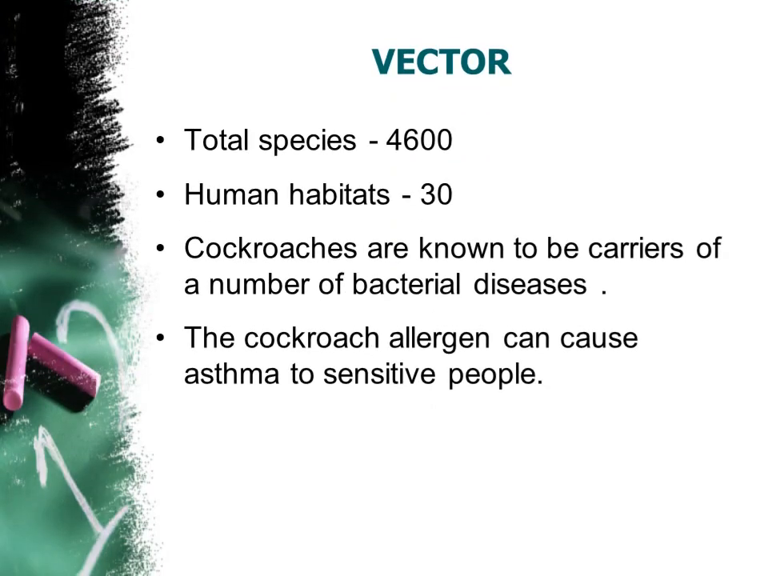Vector. Of course, the cockroach is also one of the vectors, and there are about 4,600 species of cockroaches available. Of those, only 30 species live along with human activities. The rest are all wild type.